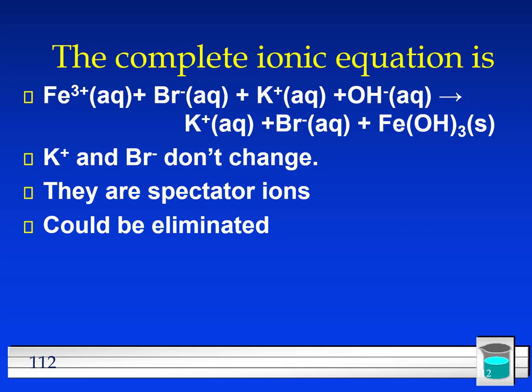Okay. So if I eliminate those spectators, what am I left with? Well, just cross out the things that aren't there anymore. If I take out the K plus and the Br minus, what I'm left with is Fe3 plus and OH minus makes FeOH3.